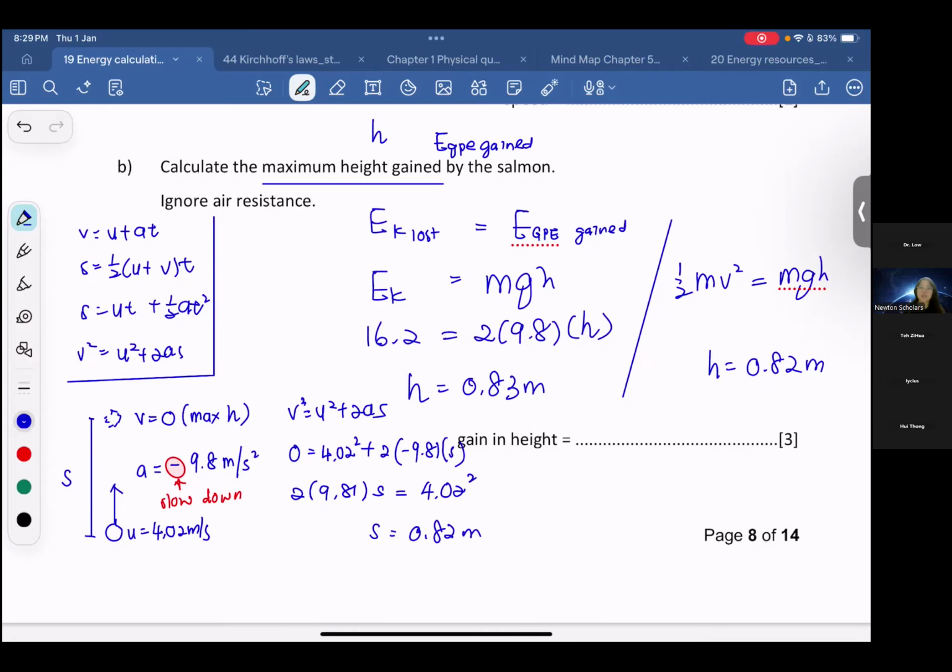So in physics, there is not only one method to solve the question. We can have a few ways to solve it, as long as you understand the concept. So for this kind of question, you can either use the linear motion equation to solve, or you can use the conservation of energy to solve it.